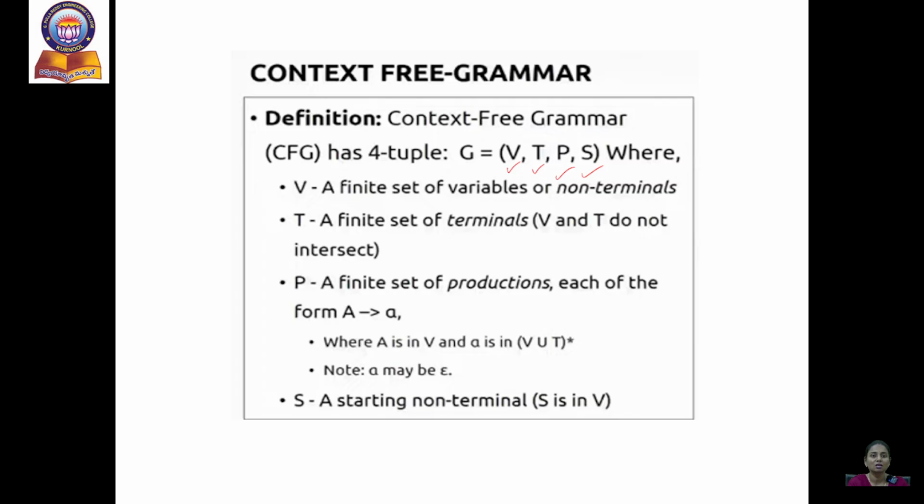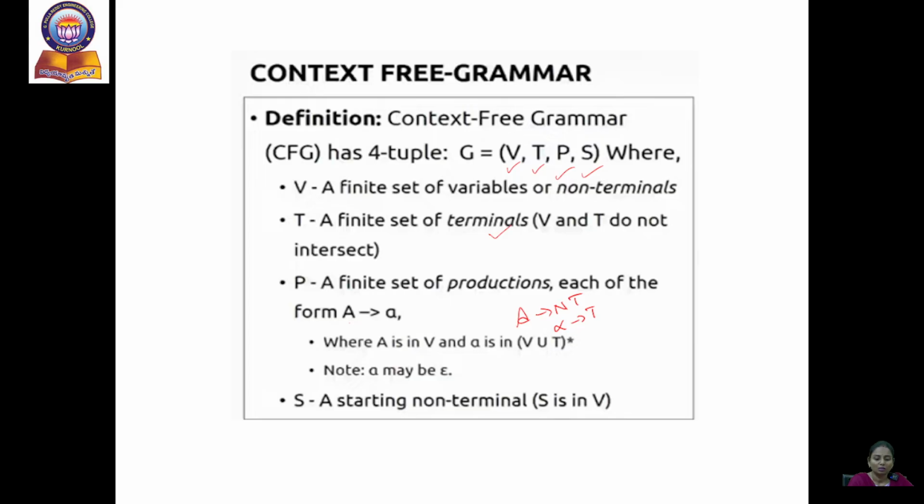We can call it the non-terminals. These non-terminals are going to be producing some productions, whereas T is a finite set of terminals, where V and T do not intersect with each other. Here terminals are the small letters within the grammar, and P stands for the productions. Each production has the form of a non-terminal which produces a sequence of terminals or non-terminals. Here A is a non-terminal and alpha is a terminal.